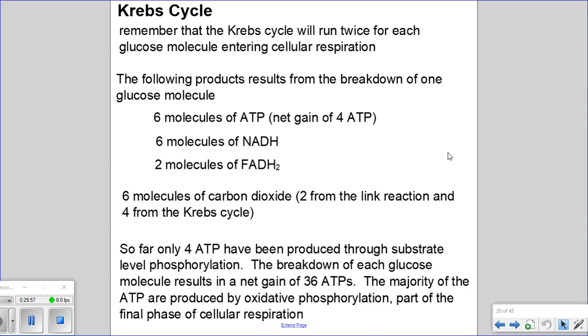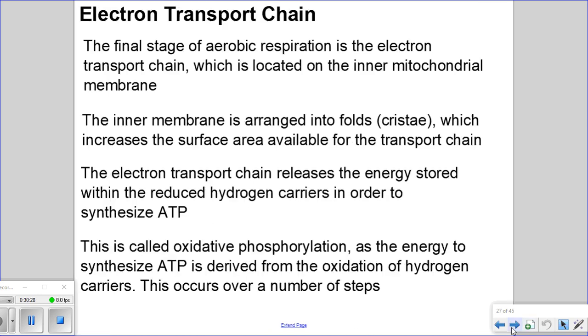The breakdown of each glucose molecule results in a net gain of 36 ATPs. So the majority of the ATP is going to be produced by oxidative phosphorylation, part of the final phase of cellular respiration. So all of these NADHs and these 2 FADH2s are going to be used in this final step of cell respiration to help create large quantities of ATP. And this final step in cell respiration is referred to as the electron transport chain.